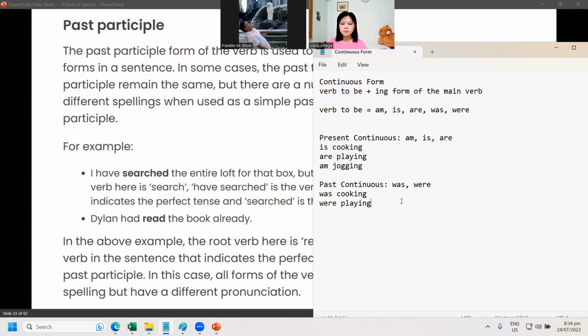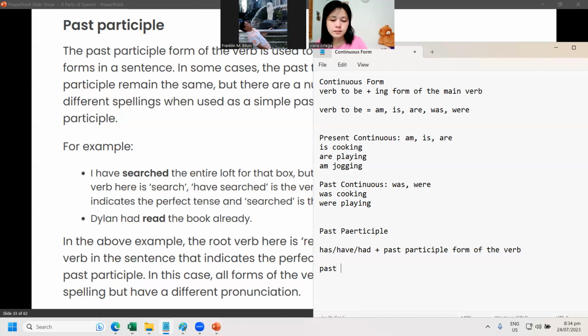However, for the past participle, it will be different. Past participle. Now you will use has, have, or had, plus past participle. So now you're using the past participle form of the verb. This is what we call the verb 3. Past participle form is what we call the verb 3.